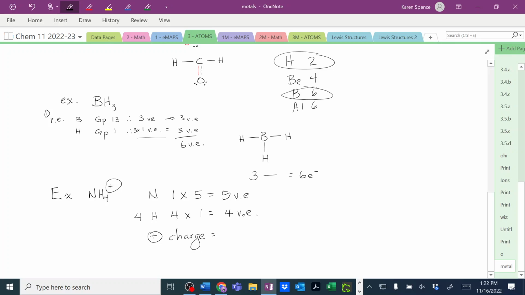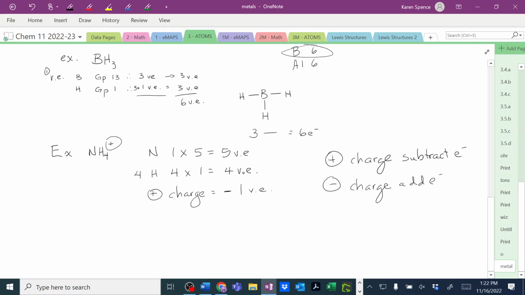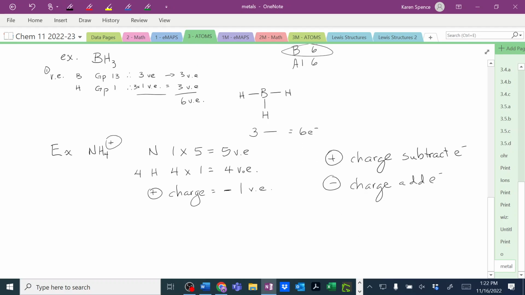So with a positive charge, we are going to subtract 1 valence electron. So for a positive charge, you subtract electrons. If you have a negative charge, you add electrons. Okay? So I have 9, but now I'm taking away 1, and that gives me 8 valence electrons.